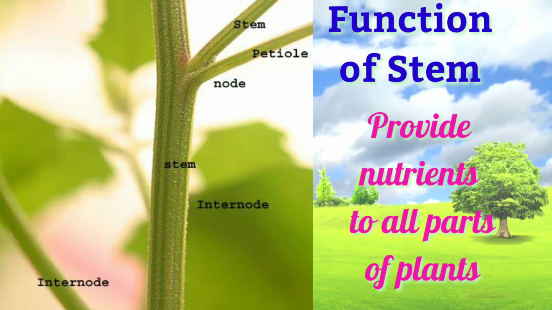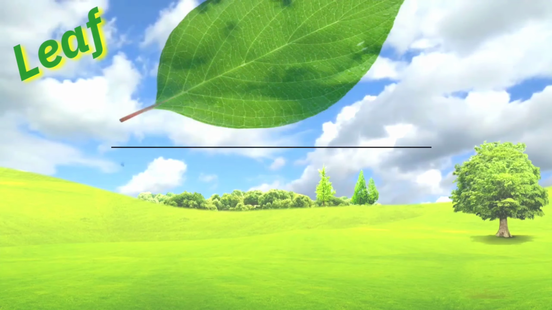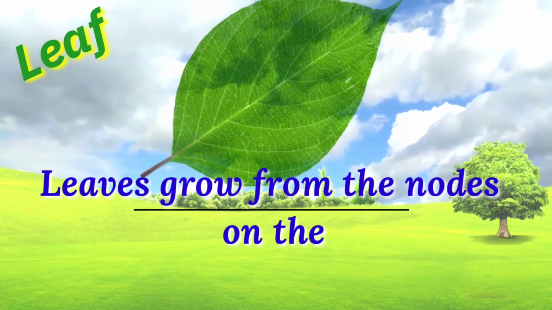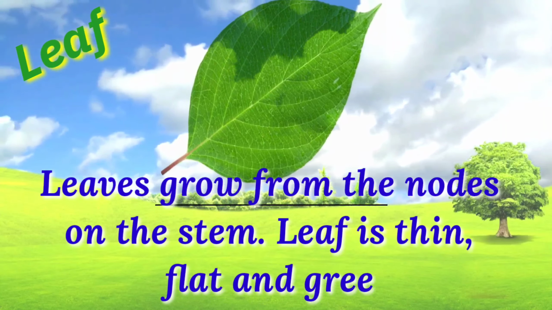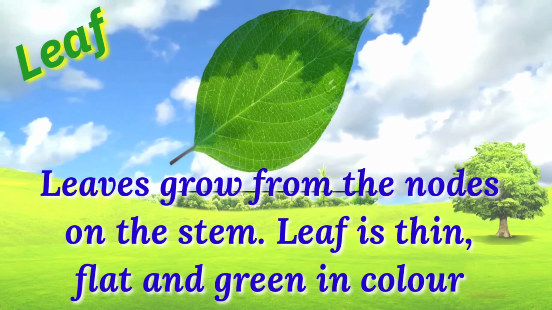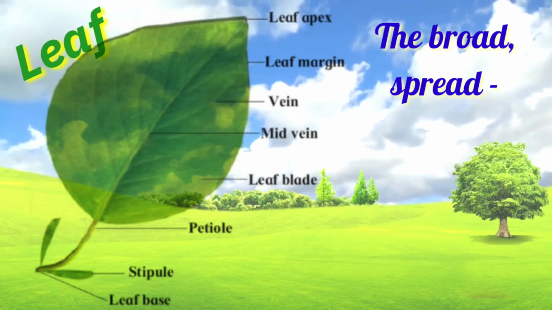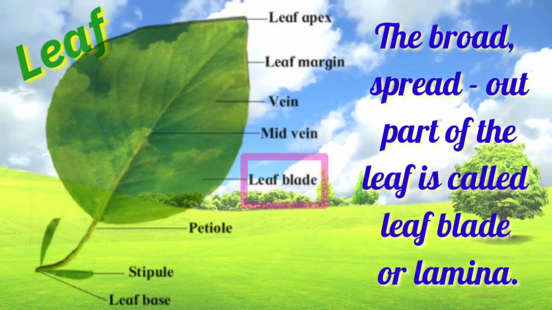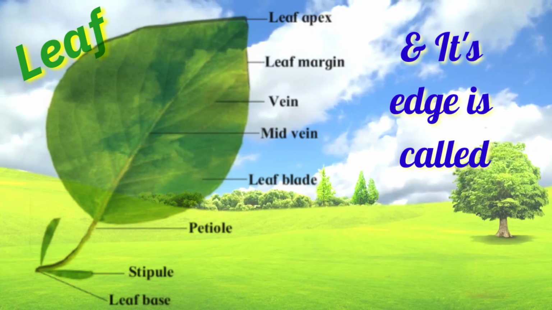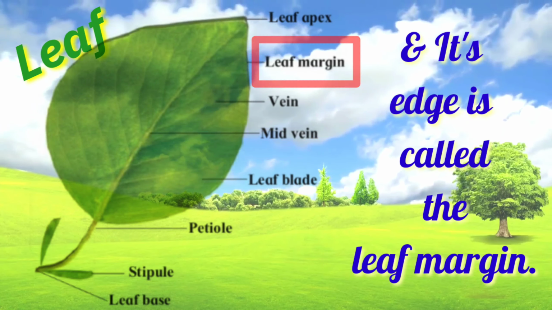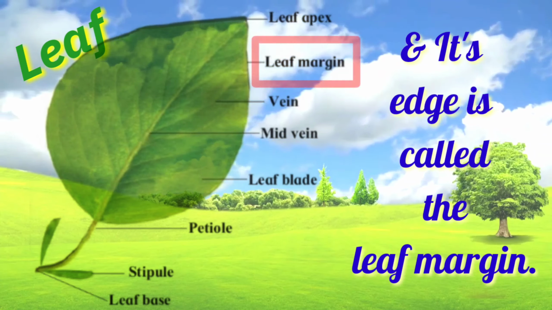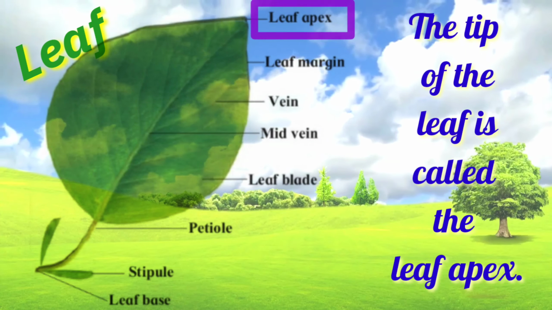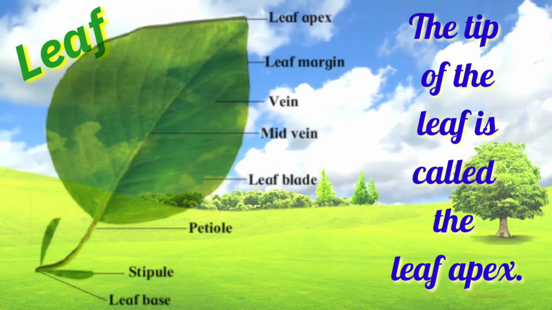The third part is leaf. Leaves grow from the nodes on a stem. Leaves are generally thin, flat and green in color. The broad spread out part of the leaf is called leaf blade or lamina, and its edge is called the leaf margin. Leaf margin may be entire, dentate or lobed. The tip of the leaf is called the leaf apex. It may be tapering, pointed or rounded.